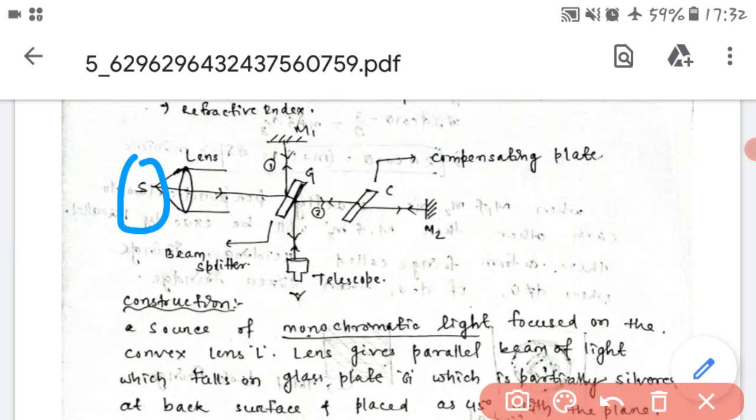From mirror 1, beam 1 is reflected again, passes through G and falls on a telescope. The same occurs in the case of mirror 2. Here we have also used an extra glass plate which is called the compensating plate. This compensating plate compensates the extra path difference between beam 1 and beam 2.